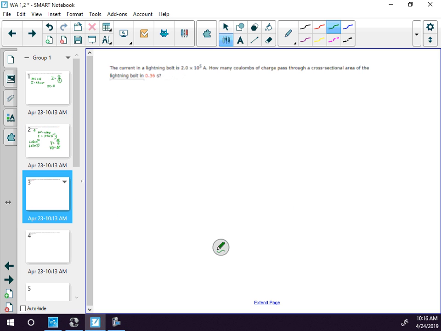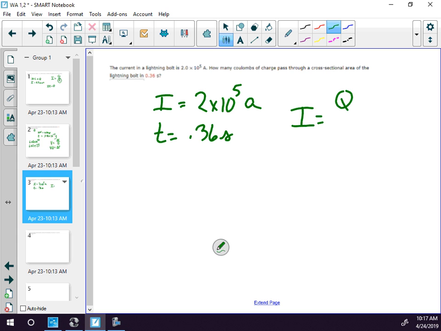All right, number 3. The current in a lightning bolt is 2 times 10 to the 5th amps. How many coulombs of charge pass through in 0.36 seconds? So the current we're being given, again, watch out for that scientific notation when you are entering your answers. And we are given our time of, in this case, 0.36 seconds. This is a pretty quick application of this one, right? So we're searching for the coulombs of charge. Should be able to get that pretty easily.